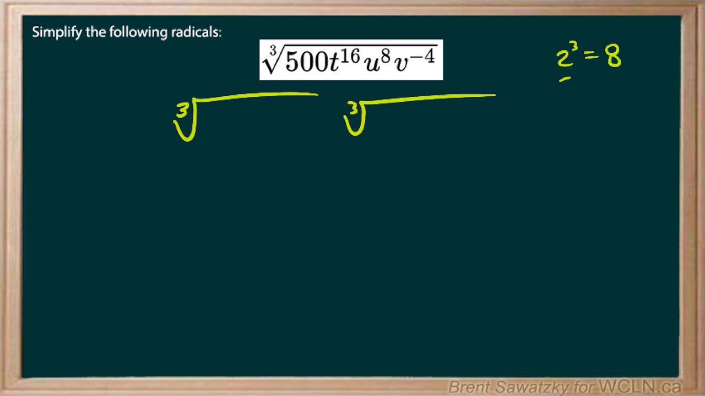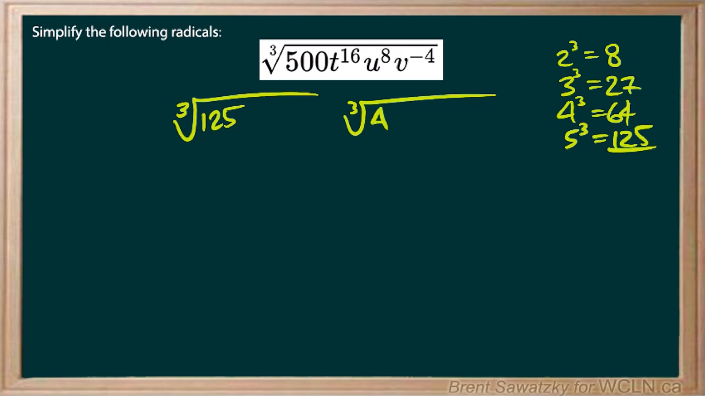2 to the 3 is 8, 3 to the 3 is 27, 4 to the 3 is 64, 5 to the 3, 5 times 5 is 25 times 5 is 125, and that's key because we can multiply that by 4. 4 times the 100 is 400, and 25 times 4 is an additional 100. So that will be our ticket there, 125 and 4.